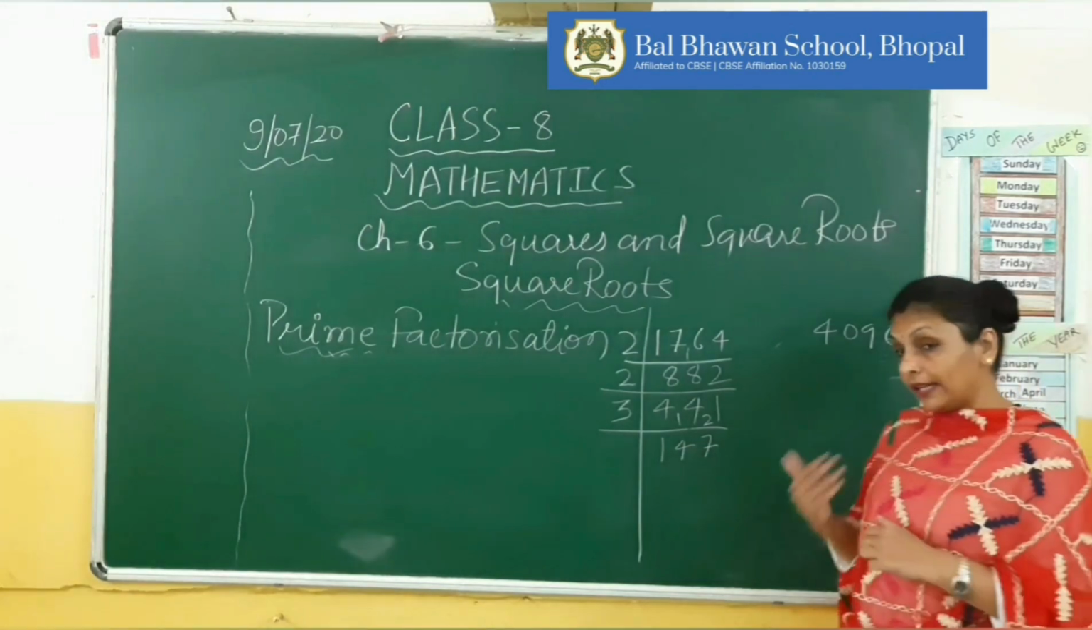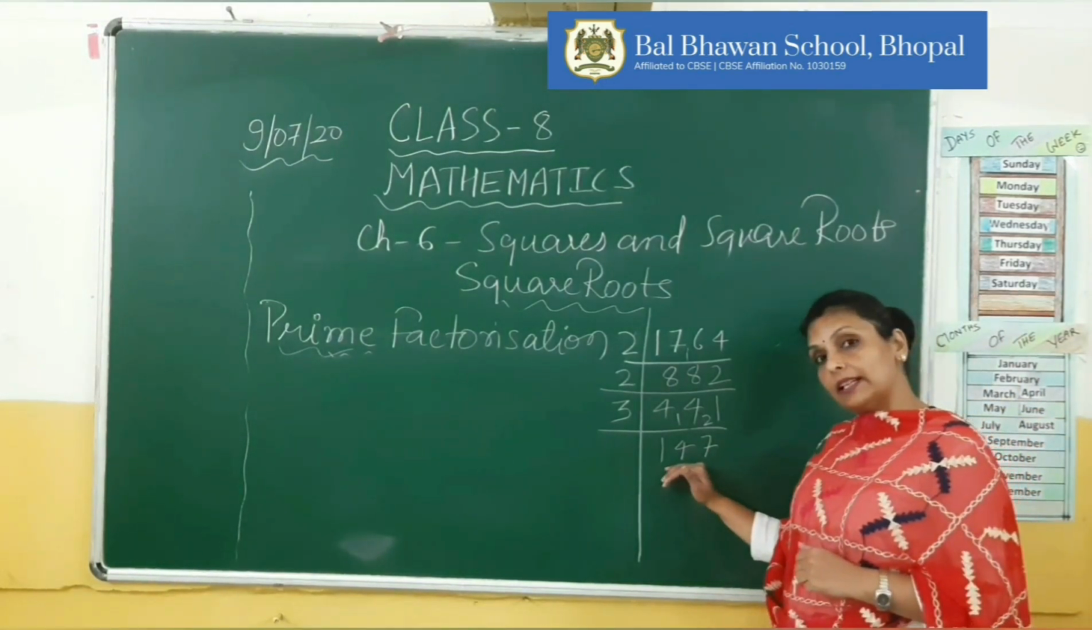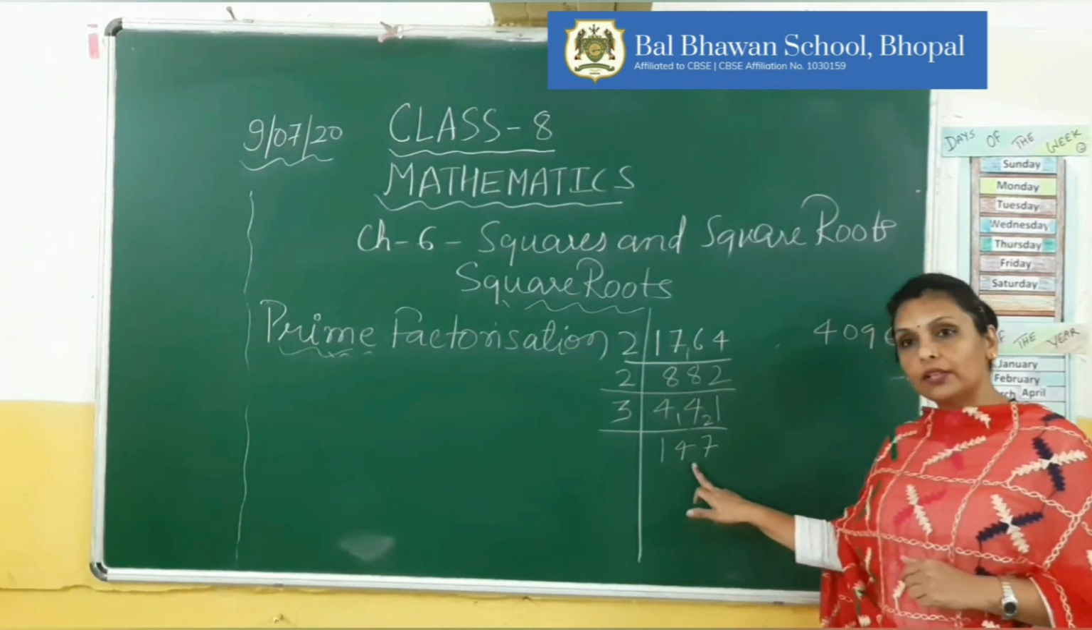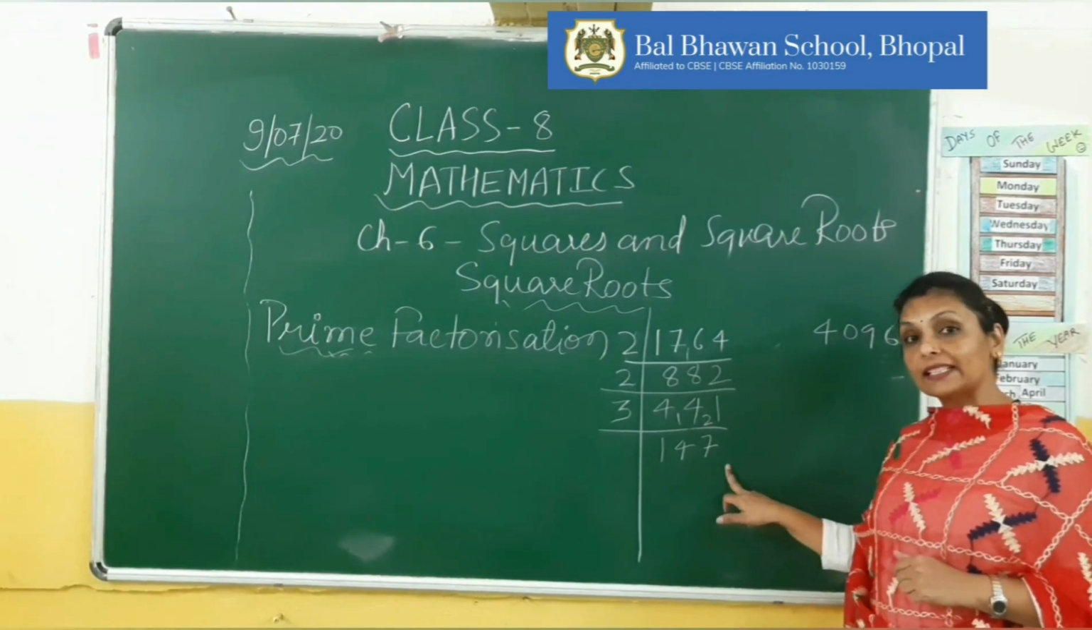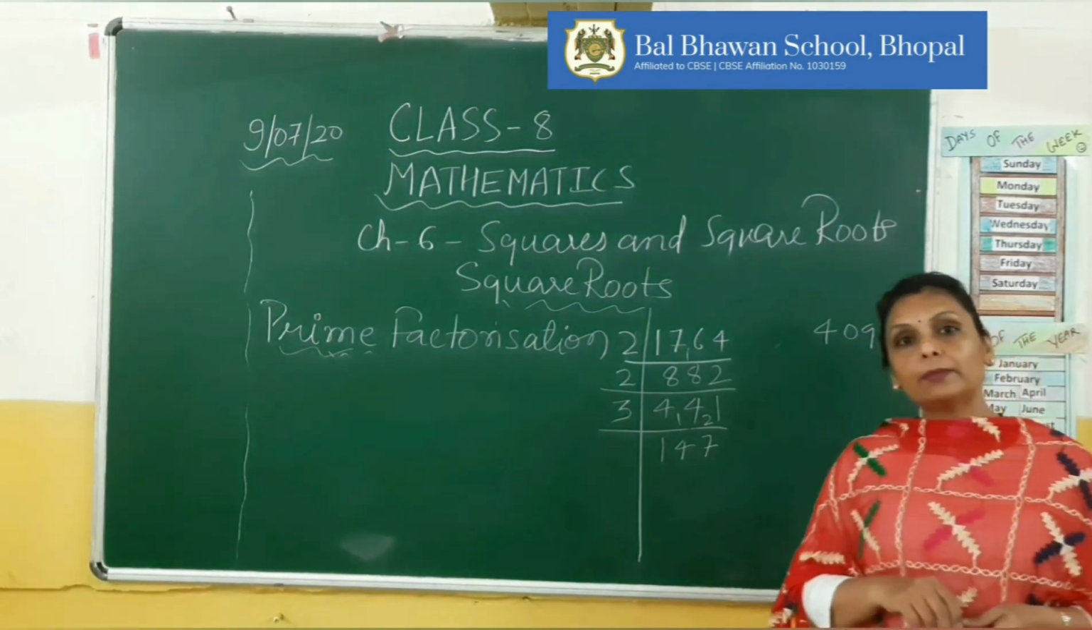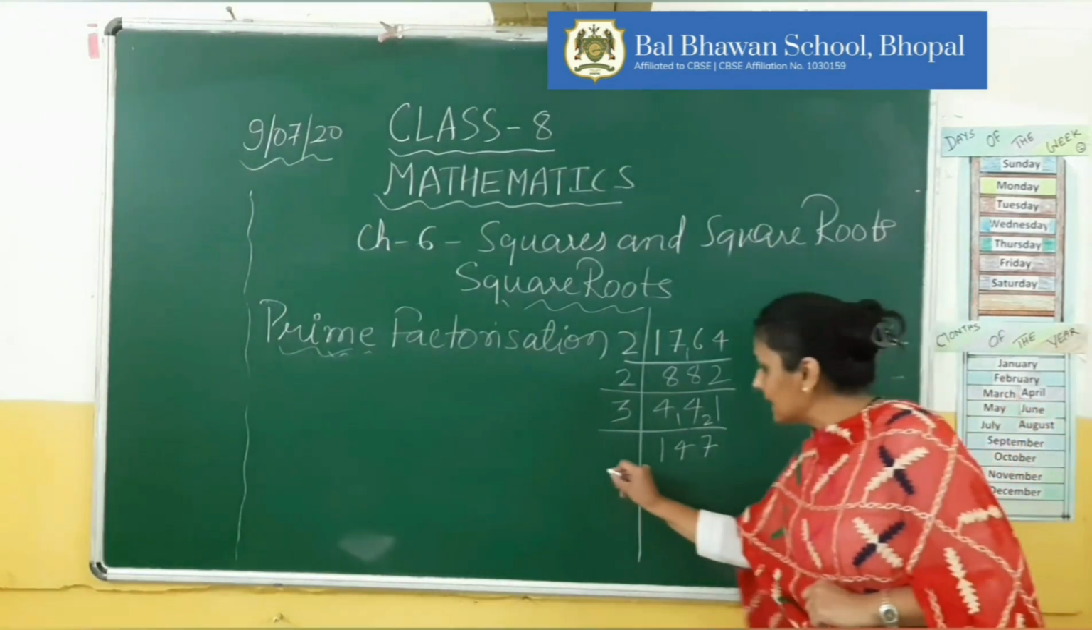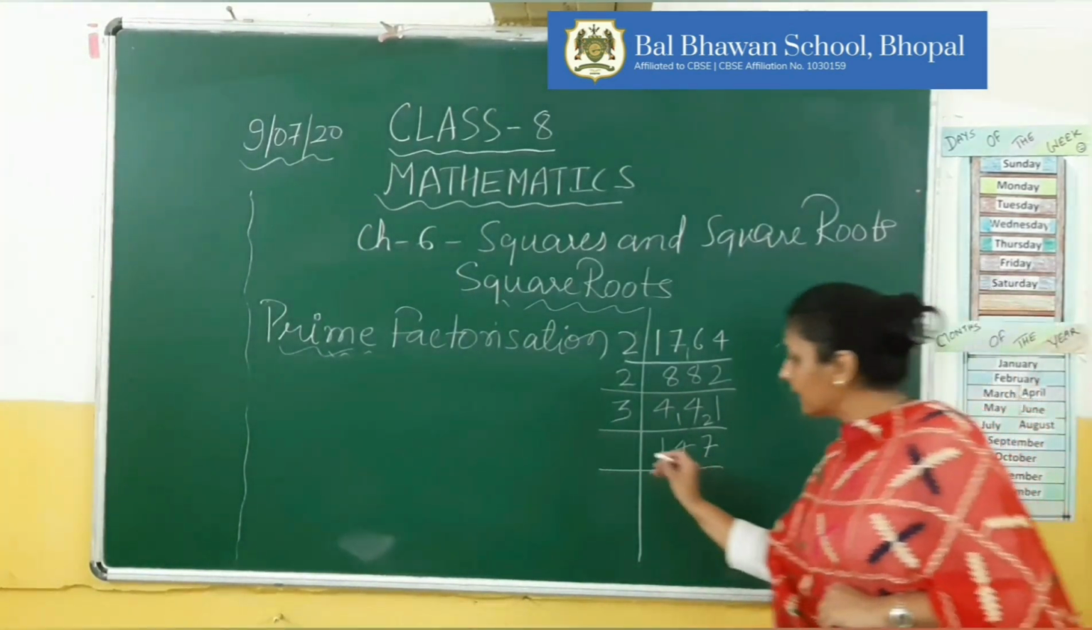Right? Now again we have to check whether this number is divisible by 3 or not. So 1 plus 4 is 5. 5 plus 7 is 12. And is 12 divisible by 3? Yes. That means again we will factorize by 3 only.